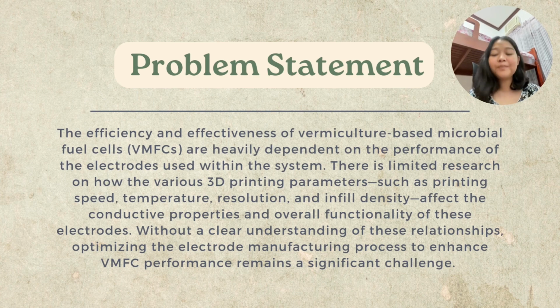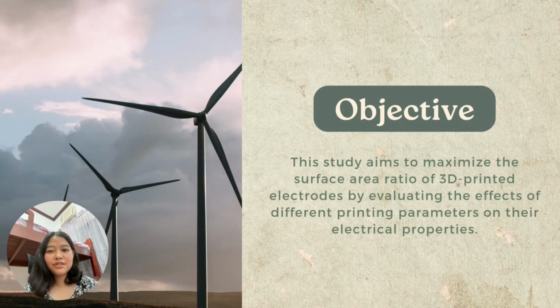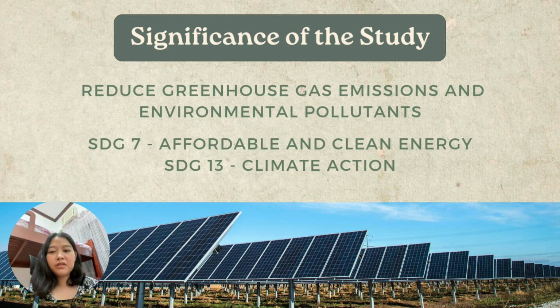remains a significant challenge. Given the challenges outlined in the problem statement, it becomes crucial to define a clear objective for this research. This study aims to maximize the surface area ratio of 3D printed electrodes by evaluating the effects of different printing parameters on their electrical properties. Understanding the objective of this research naturally leads us to consider its broader impact.